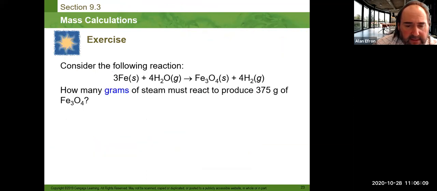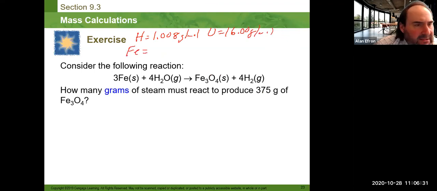All right, let's take a look at one more here. How many grams of steam, which is H2O, must react with 375 grams of iron 3 oxide? So again, hydrogen 1.008, oxygen 16. Iron is 55.85. All right, take a couple minutes, see what you come up with.